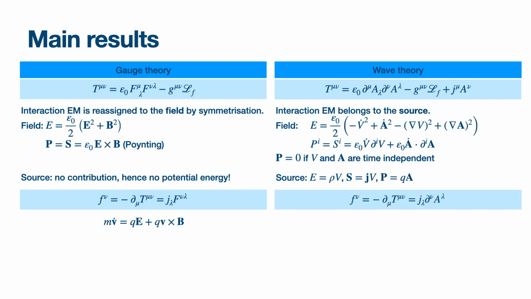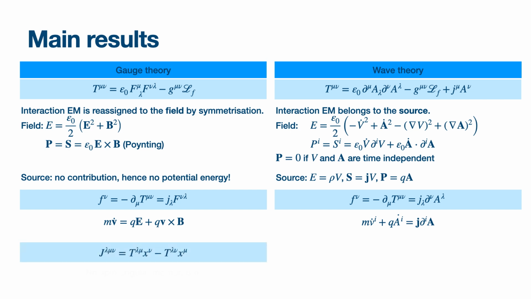The wave theory splits this in two. The first part is interpreted as the time derivative of the potential momentum of the source. It is moved to the left-hand side of the force equation. The remaining force equals the time derivative of kinetic plus potential momentum of the source. The source should have potential momentum as it also has potential energy.